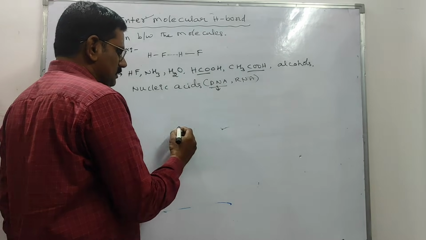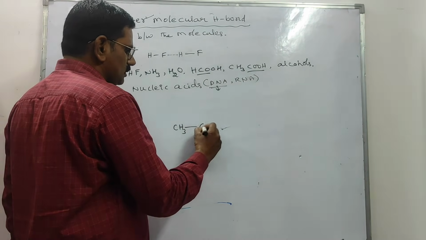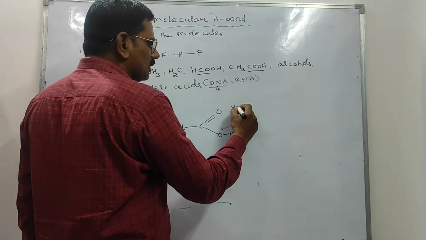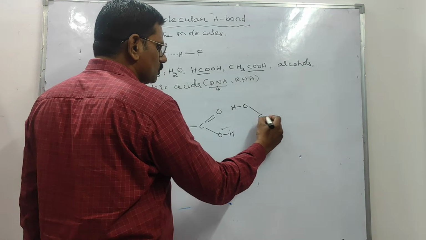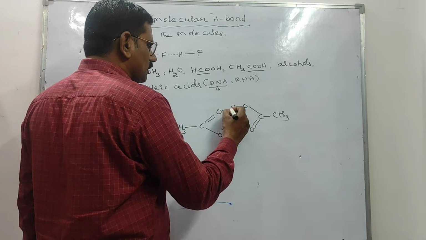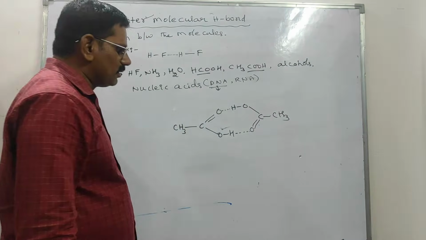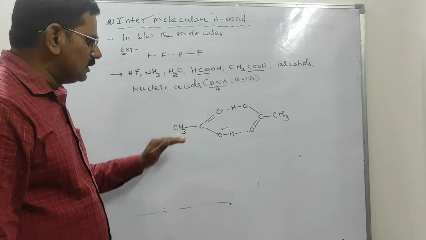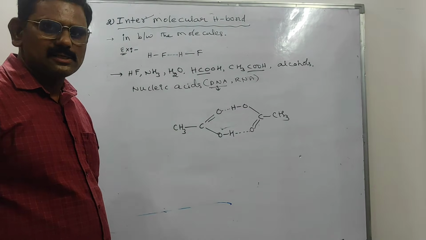For example, I am taking acetic acid. See, this is one molecule of acetic acid. When another molecule of acetic acid comes closer to this, a hydrogen bond will be formed in between the two acetic acid molecules. Then a dimer of acetic acid is formed.